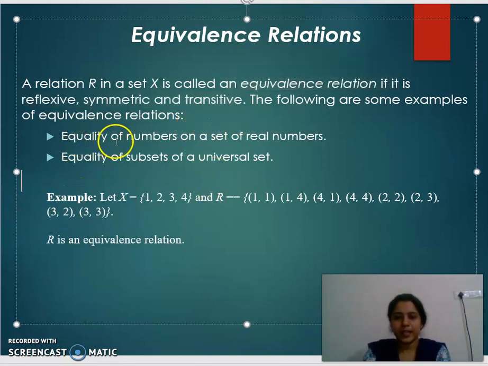For example, equality of numbers on a set of real numbers is an equivalence relation. Equality of subsets of a universal set is an equivalence relation.